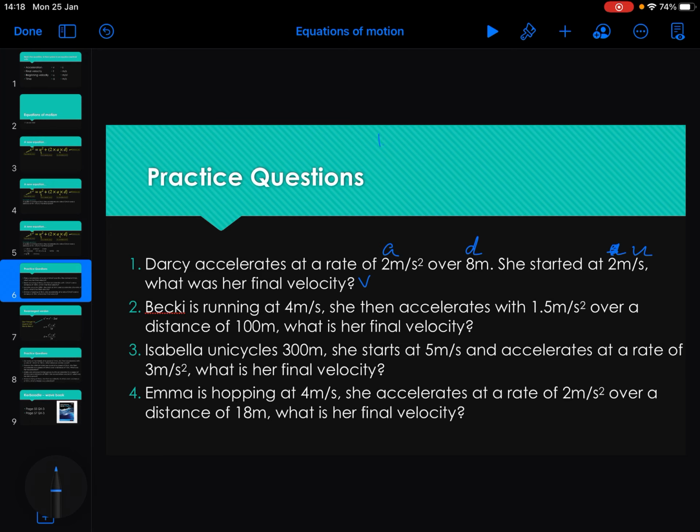So, question number 1, V squared equals U squared plus 2AD, equals 2 squared plus, in brackets, 2 times 2 times 8. So that's 4 plus 32. V squared equals 4 plus 32 equals 36. Remember, that is not our final answer because we still have to square root it. V equals the square root of 36 equals 6 meters per second. That's our answer. Let's do the next one.